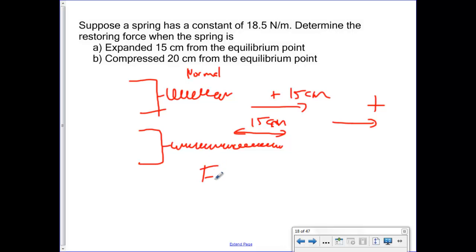Okay, let's use our formula then. Restoring force is equal to negative 18.5 newtons over meters. That's just a leading coefficient that's unique to that particular spring. And then we have to multiply it by our x value, which is 15 centimeters. I can't just multiply by 15 though. Why don't I just throw 15 in there? It's not meters. Yeah, watch your units. It's going to have to be 0.15 meters.